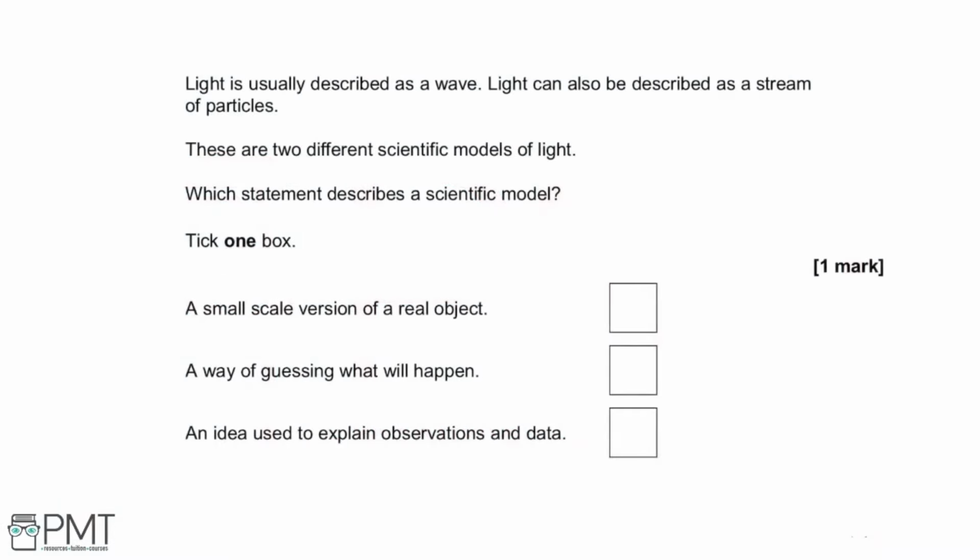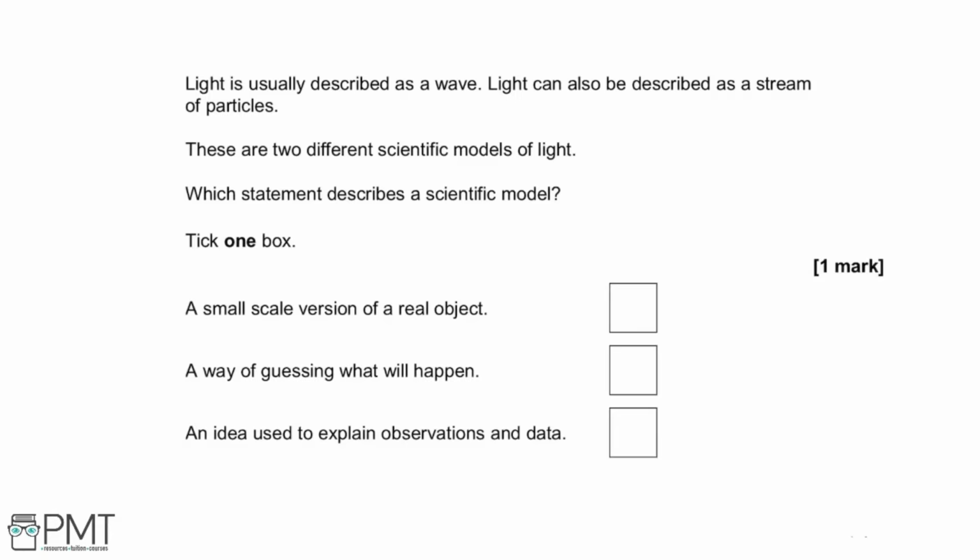Light is usually described as a wave. Light can also be described as a stream of particles. These are two different scientific models of light. Which statement describes a scientific model? Tick one box. So our options are that a scientific model is a small-scale version of a real object, a way of guessing what will happen, or an idea used to explain observations and data.